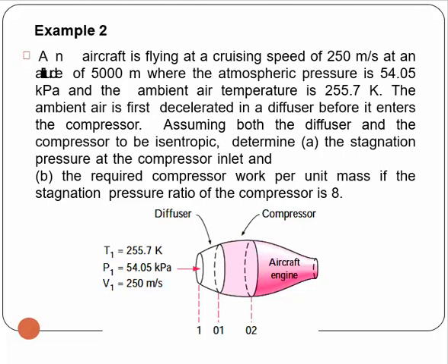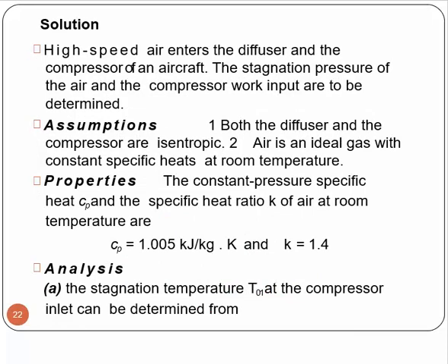Then for the initial phase, we have taken the diffuser phase and the compressor phase. At the diffuser phase, we have the values T1 is 225.7 Kelvin, pressure is 54.05 kilopascal and velocity is 250 meter per second. At high speed, air enters the diffuser and the compressor of an aircraft. The stagnation pressure of the air and the compressor work input are to be determined. The assumptions are that both the diffuser and the compressor are isentropic, and second, the air is an ideal gas with constant specific heat at room temperature.